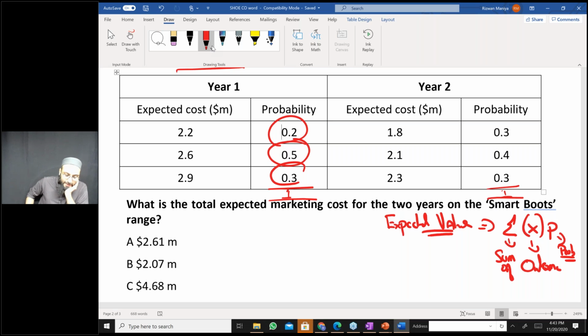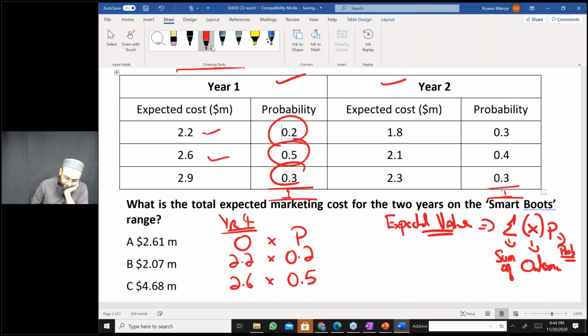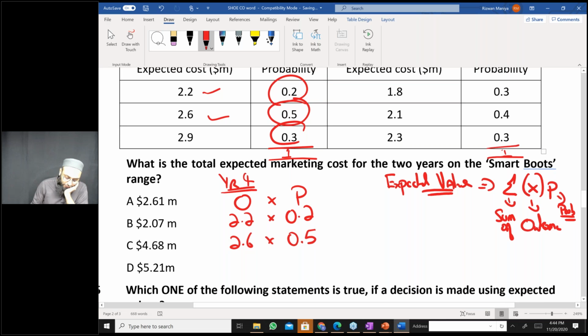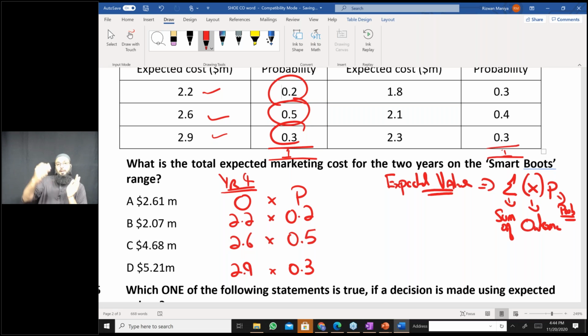As they are not certain what the marketing cost will be in year 1 and year 2, let's work out the expected value for that. Year 1 expected value: the outcome multiplied by probability. The chance of cost being 2.2 is 0.2, the chance of cost being 2.6 is 0.5, and the chance of cost being 2.9 is 0.3. So outcome multiplied by probability, plus outcome multiplied by probability, plus outcome multiplied by probability, and like this you get the expected value.